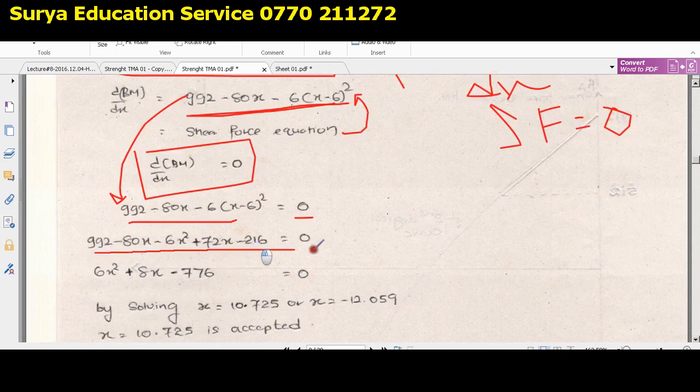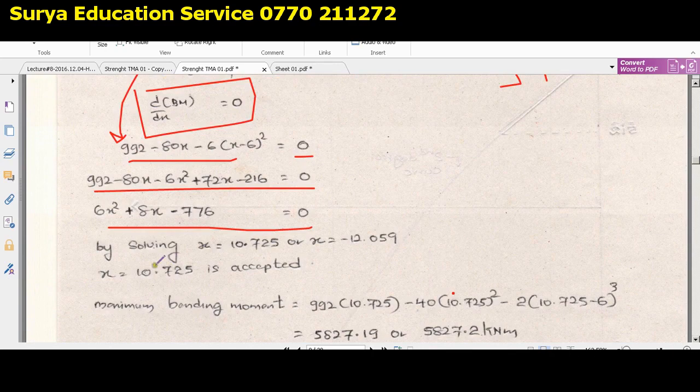So just solve this. You would get a quadratic, so you can use the calculator. There are two possible answers, x equals this much and x equals that much, but you can't have a negative value. So the only accepted value is x equals 10.72. Then what is the meaning of that?